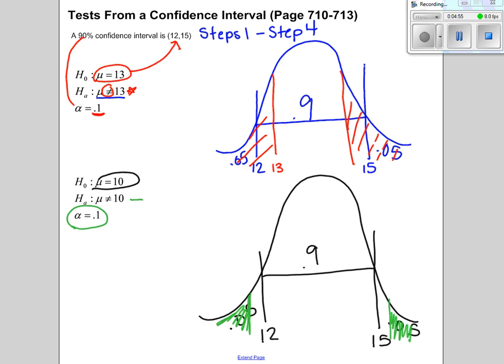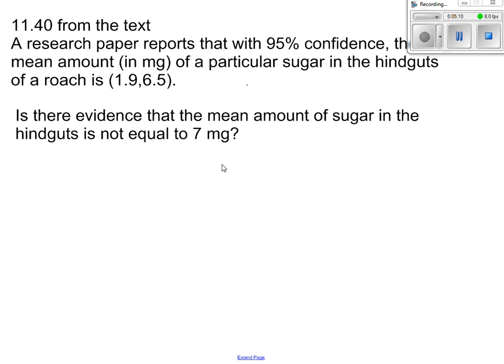Another way to put this is that the 10 is not in this interval. Therefore, it's an unreasonable estimate for the population. Okay, so let's do a context problem. This is problem 40 from your text.